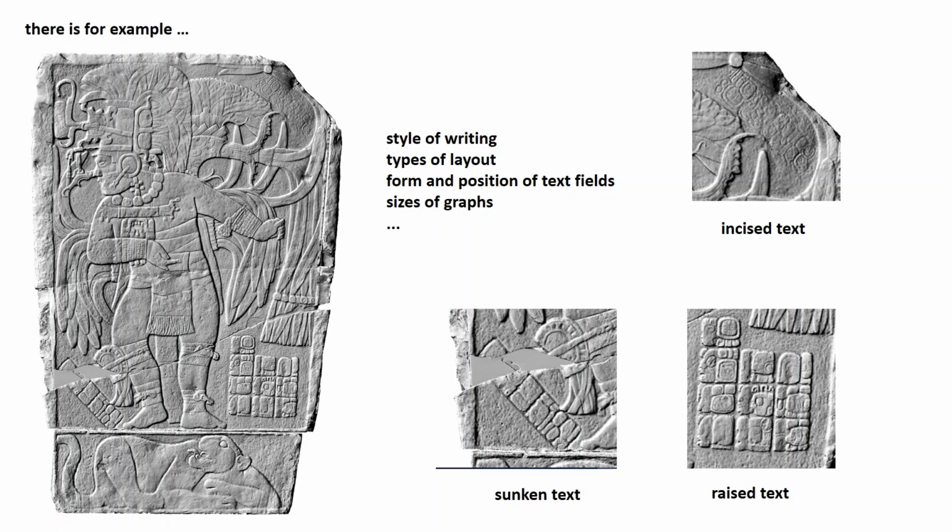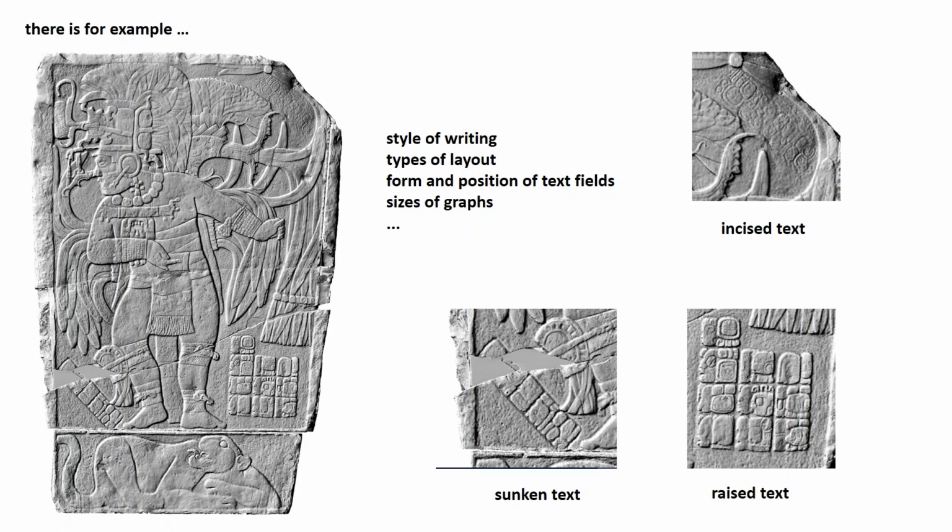And you find this kind of text field in various ways in many other inscriptions. Raised text fields, sunken text fields, arranged in some angles here. And today I'm going to talk about this phenomenon and to explain why did they arrange this hieroglyphic inscription that way. So it's a question of style of writing, the types of layout, form and position of the text field, the sizes of the graphs, something we have to discuss.